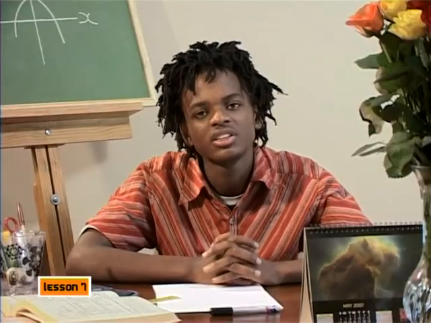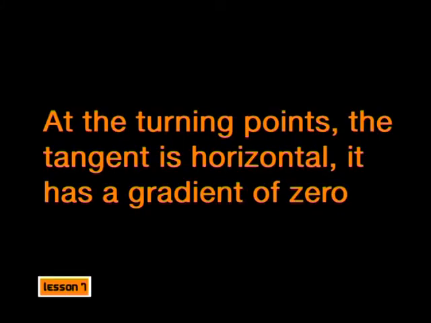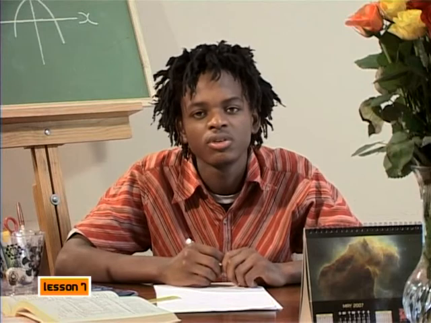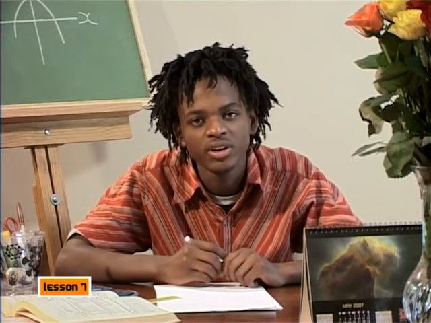But now tell me something. Why did you need to determine the derivative? Well, the derivative gives us the gradient of a tangent of the graph at any point on the graph. Carry on. And at the turning points, the tangent is horizontal. It has a gradient of 0. So if I let the derivative equal 0, I'll have an equation to solve, and it's going to give me the x-coordinates of the turning points. Good thinking. Why don't you try that?